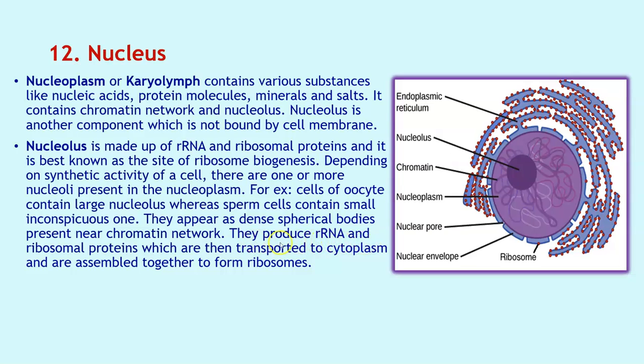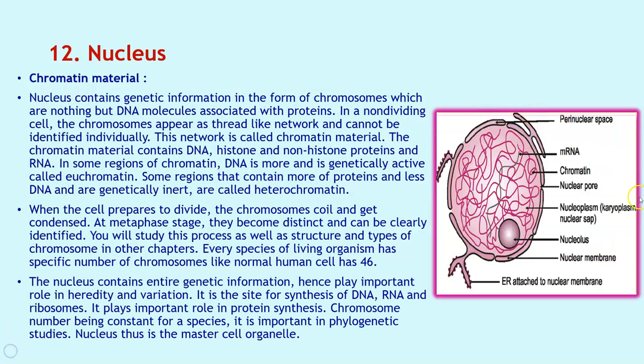They produce RNA and ribosomal proteins which are then transported to the cytoplasm and are assembled together to form the ribosome. So it forms the ribosomal proteins which move out and into the cytoplasm where they get assembled into the ribosomes. Then we have the chromatin material. This pink color thread-like structure is our chromatin material.